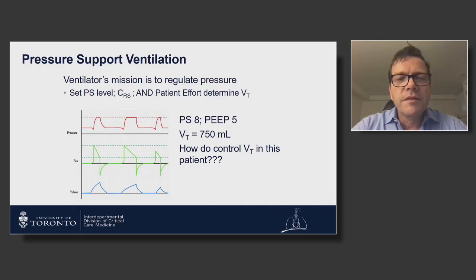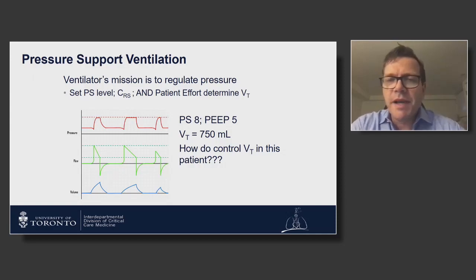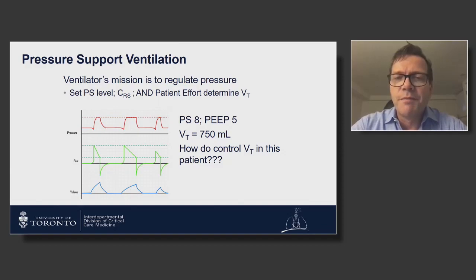Now, you have a patient on pressure support, and in this example, the pressure support level is only 8, PEEP is 5, and the tidal volume the patient's generating is very large, 750 mLs, and that's likely mostly due to the patient's own inspiratory efforts. So controlling tidal volume in this setting while keeping the patient on pressure support can be challenging. If you turn down the pressure support from 8 to 5, likely the tidal volume is hardly going to change, if at all, because the proportionate amount of work is being done mostly by the patient. Next slide, please.